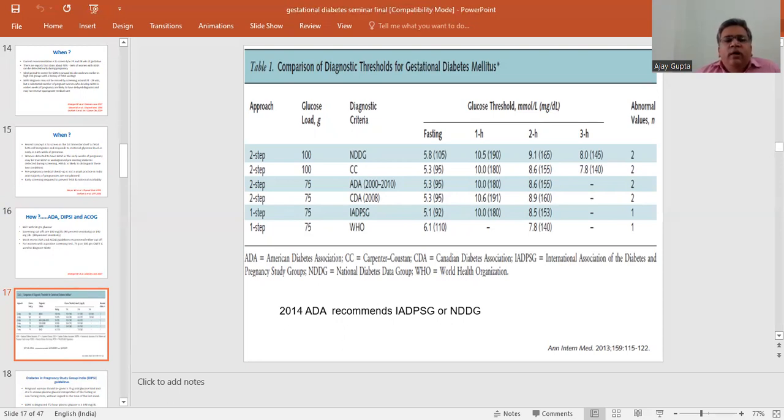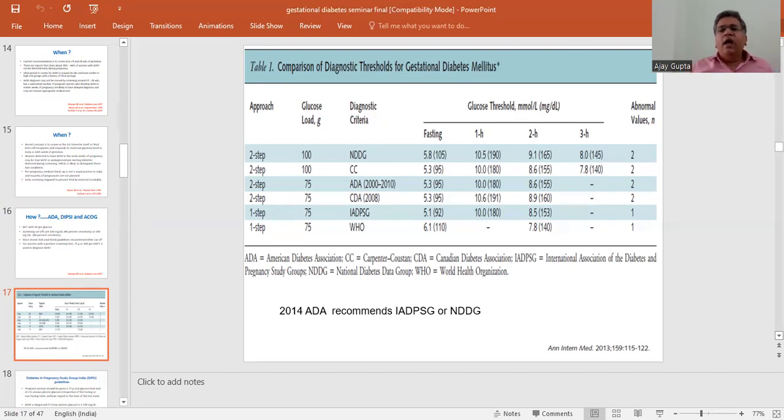According to the International Association of Diabetes and Pregnancy Study Group, a 75 gram OGTT can be done directly as a one-step test, and fasting plasma glucose of 92, 1 hour of 180, and 2 hour of 153 are used as cutoffs. The one-step procedure recommended by WHO for 75 gram glucose involves fasting and 2 hour glucose, that is fasting of more than 110 and 2 hour of more than 140. Any one criterion usually fulfills the diagnosis.